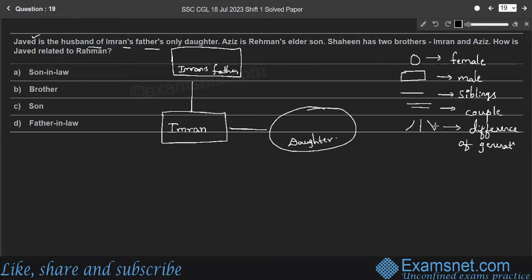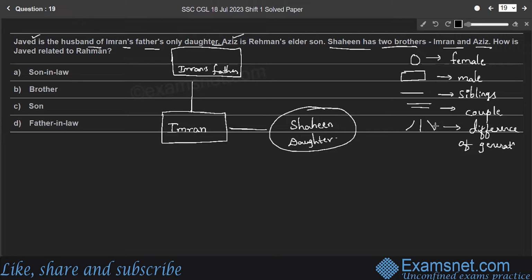Right? Then Aziz is Rahman's eldest son. So then who is Rahman? For that, consider the next question. Shaheen has two brothers, Imran and Aziz. So Imran's father's only daughter is Shaheen. Right? So Shaheen has two brothers.